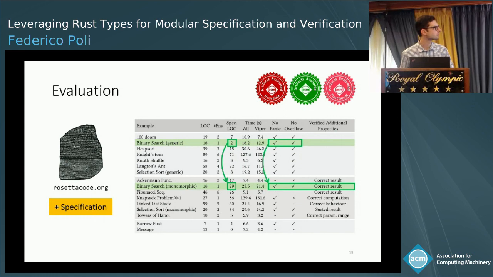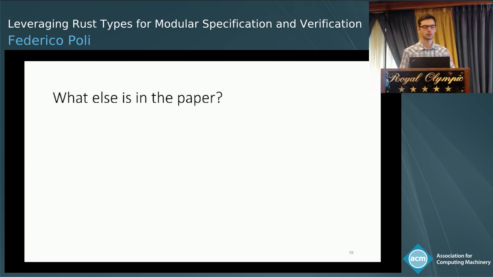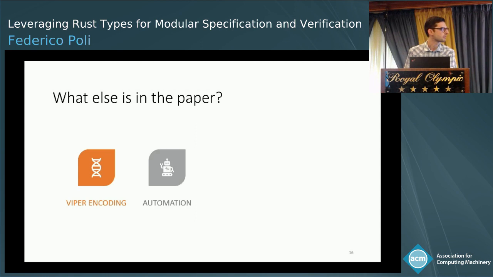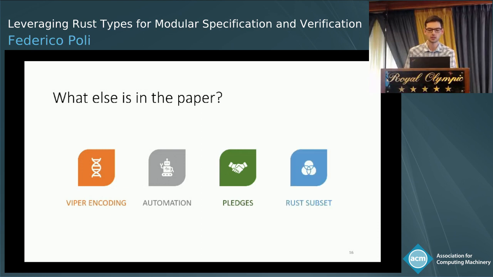So this is a very quick summary of our work. What else is in the paper? We define the Viper encoding from Rust to Viper. We describe the automation, how we automatically generate the annotation needed for the proof. We describe how the pledges are implemented and what this pledge feature is. And we define the subset that is supported by our tool.